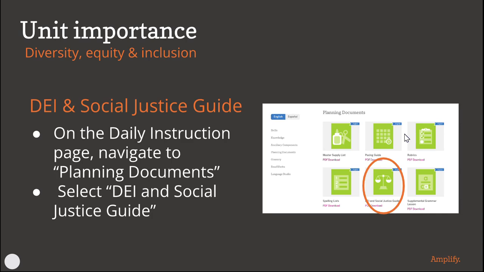To explore more about how the Early American Civilizations unit brings diversity, equity, and inclusion to life for students, check out our DEI and social justice guides. These can be found on the daily instruction page under Planning Documents. Directions for accessing these guides can also be found in your participant notebook.